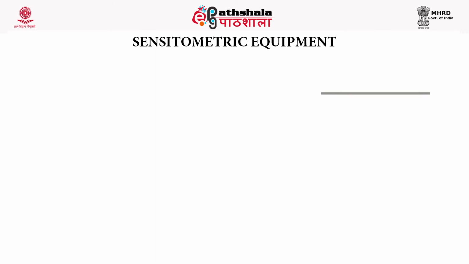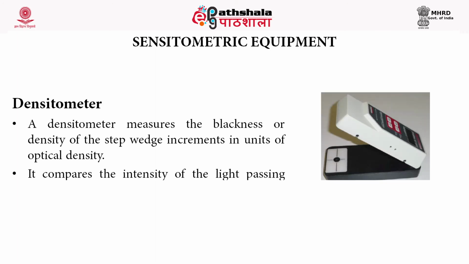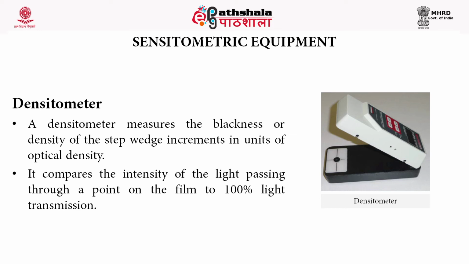A densitometer is also one of the sensitometric equipments that is used for the purpose of sensitometry. A densitometer measures the blackness or density of the step wedge increments in units of optical density. It compares the intensity of the light passing through a point on the film to 100% light transmission.